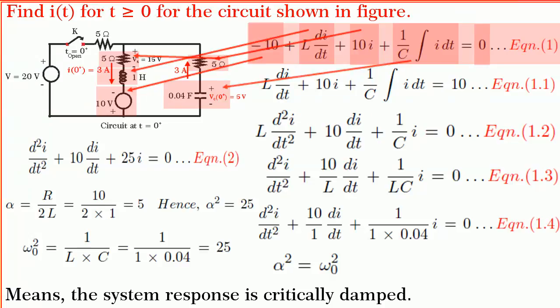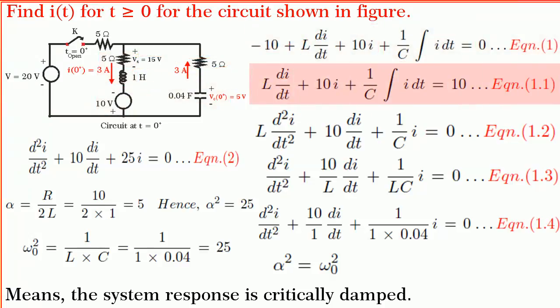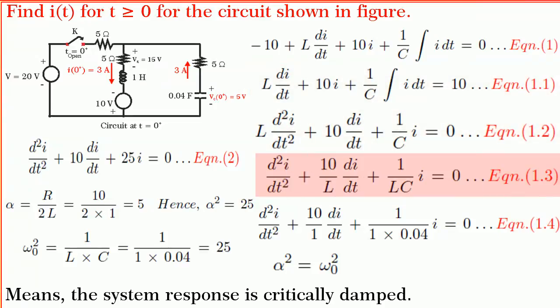Let it be equation 1. By rearranging it, we get equation 1.1. You see that this equation has turned out to be an integro-differential equation. Hence, by differentiating it and dividing it throughout by L, we get equation 1.3. By substituting the values of L and C and solving it, we get d squared i by dt squared plus 10 di/dt plus 25i equal to 0. Let it be equation 2.